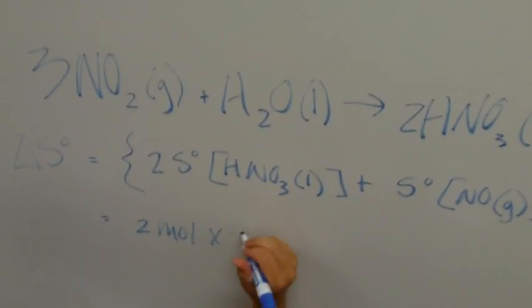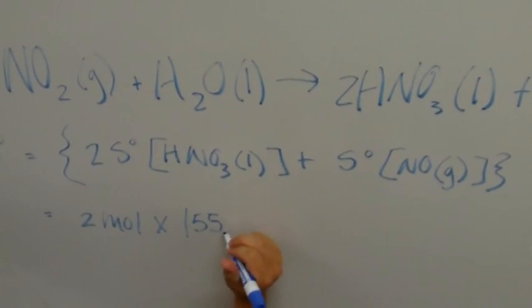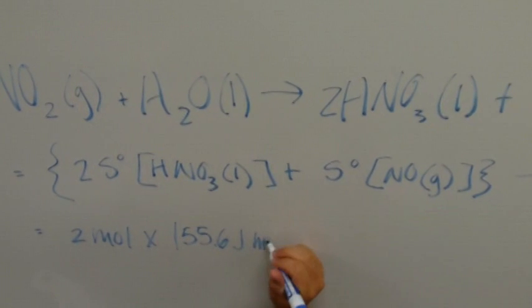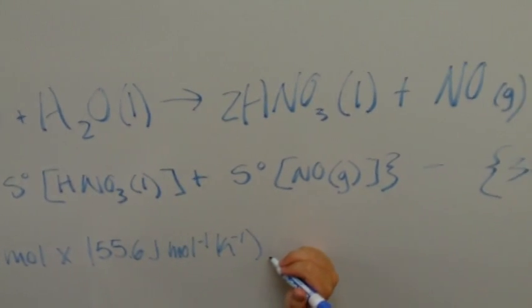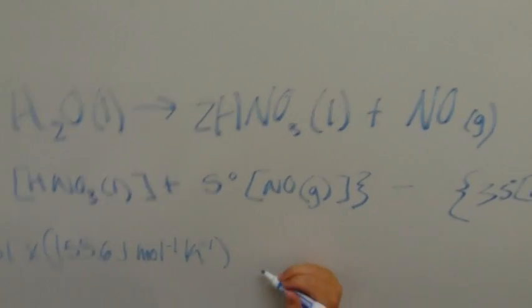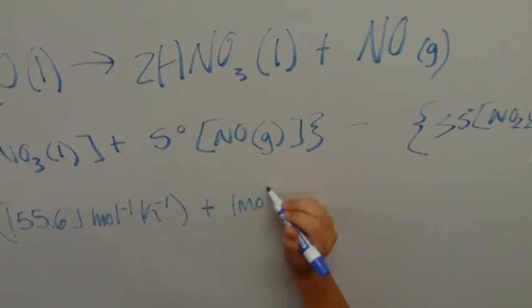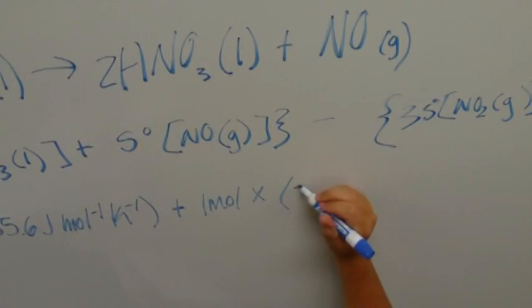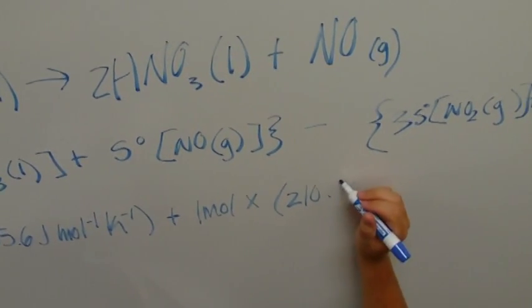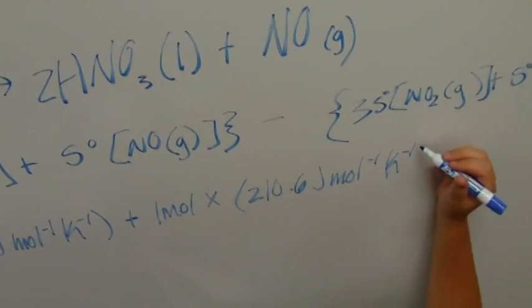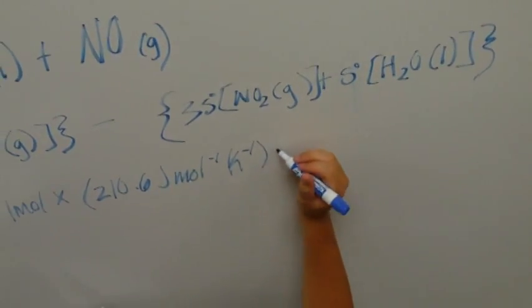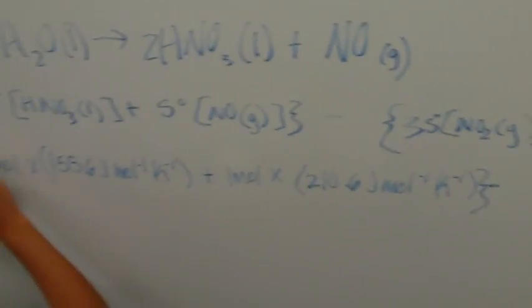Now we're just plugging in the values that we got from the book. So 2 moles times 155.6. It's always helpful to write out your units. It probably just helps you make sure you're doing everything right. Everything cancels out. Minus, so long.